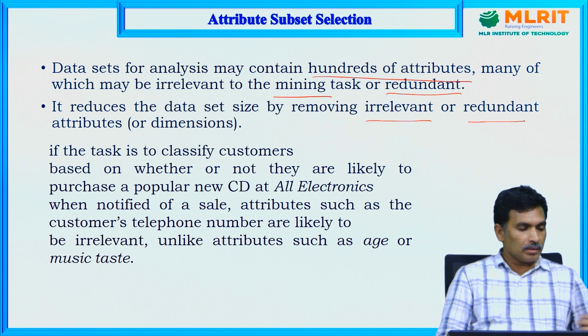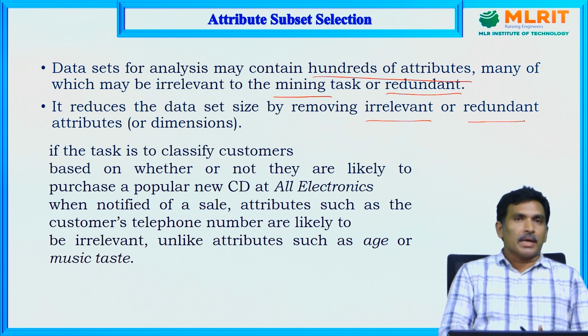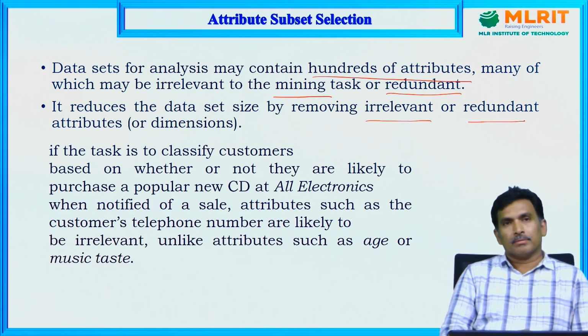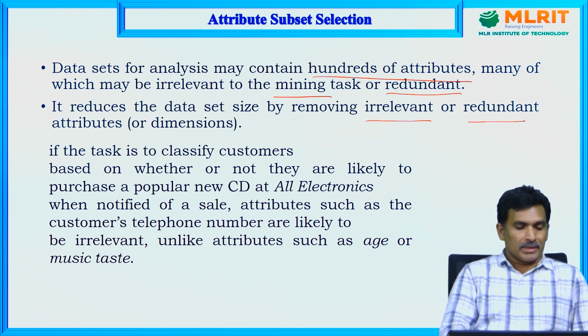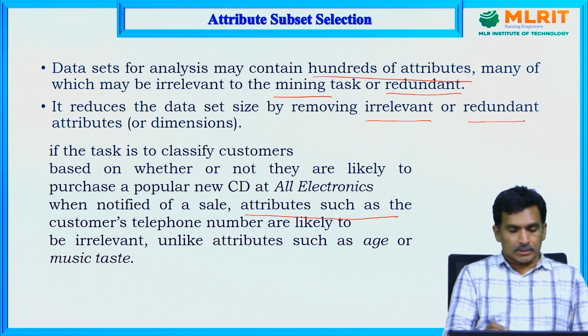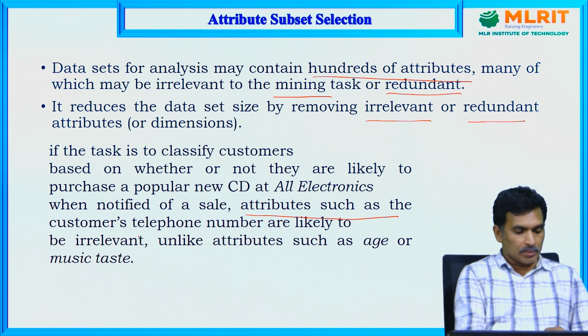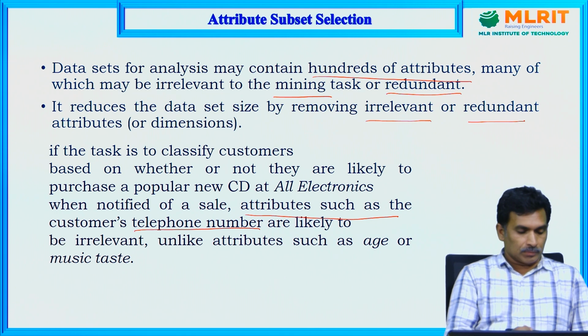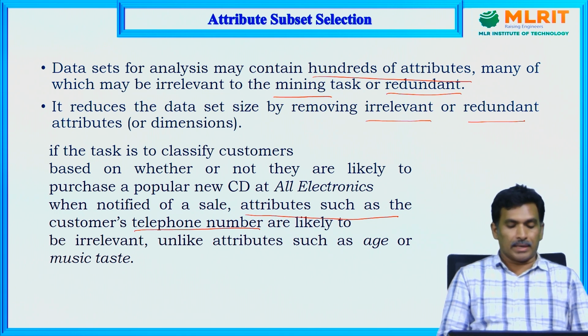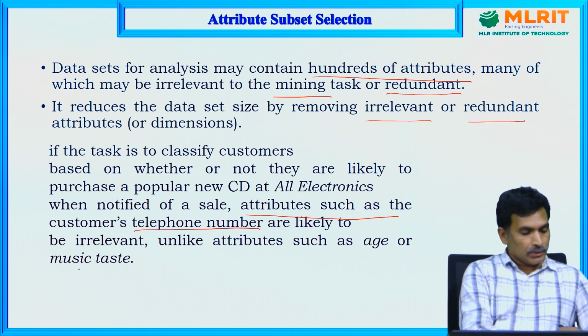For example, if the task is to classify the customers based on whether or not they are likely to purchase a popular new CD at AllElectronics when notified of a sale, the attributes such as the customer's telephone number are likely irrelevant, unlike the attributes such as age or music taste.